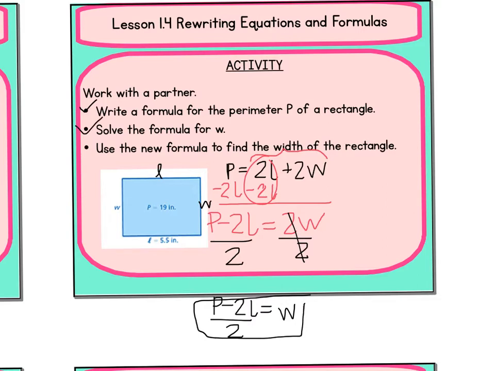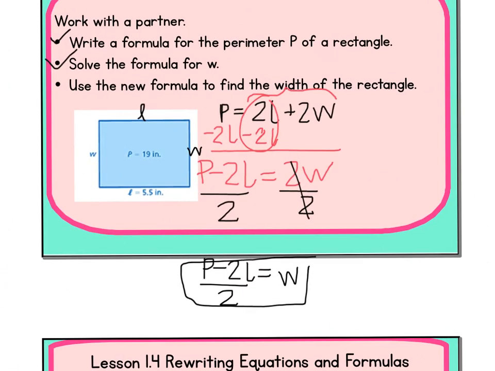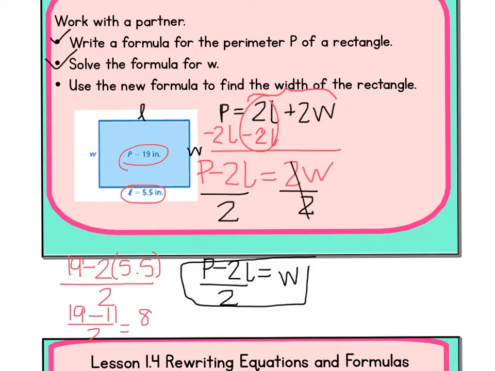Now it says use the new formula to find the width of the rectangle. So I'm going to take the information that was given to us and solve. Instead of the P, I'm going to put in 19 because that's what they told us, minus 2 times L, and you'll notice they tell us that L is 5.5, and then we're going to divide all of that by 2. So we have 19 minus 2 times 5.5, which is 11, all over 2. Well, 19 minus 11 gives us 8, and 8 divided by 2 gives us 4.